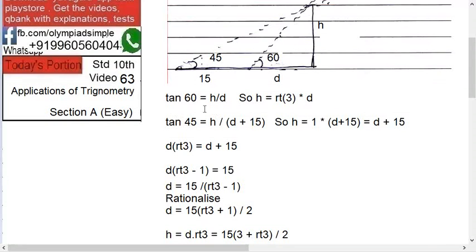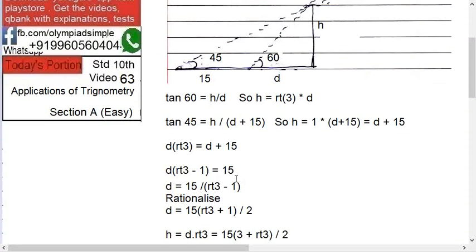Now, tan 45 equals h upon d plus 15, right? So h equals 1 into, what is tan 45? 1. 1 into d plus 15. Therefore, h equals d plus 15. Now, solve this. But what is h? h is given as d root 3. So d root 3 equals d plus 15. Take d on the other side. d into root 3 minus 1 equals 15. d equals 15 upon root 3 minus 1.